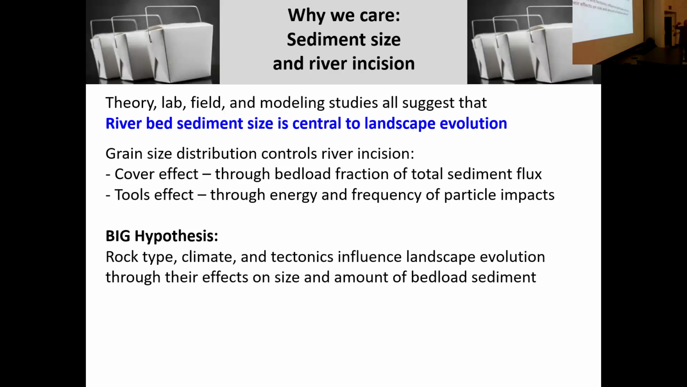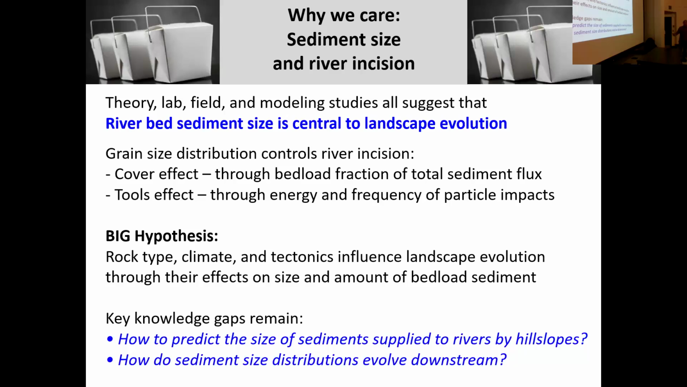Okay, so rock type, climate, and tectonics influence landscape evolution through their effects on sediment size and also the amount of bed load sediment versus suspended sediment. So if this is a useful hypothesis for trying to understand how landscapes evolve, we need to know what controls the size of sediments that are produced on hill slopes and supplied to rivers. I say predict in the sense of, we'd like to know in advance, before we go to a field site, what we would expect to be happening.